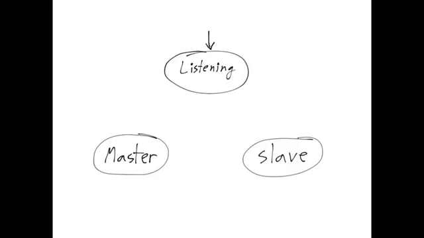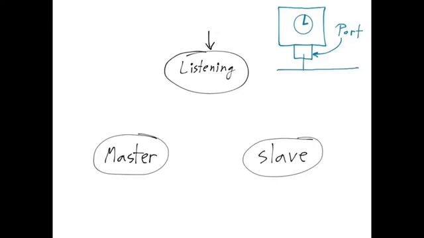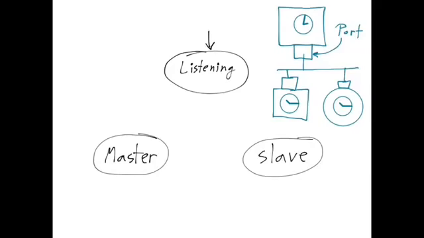Although there are more states, such as the passive state discussed in a previous video, these three states on the screen right now are the only ones we will discuss in this video. Considering then only these three states, let's now look at how the state machine operates. At startup, a port finds itself in the listening state. So if we have a clock that has just been initialized and that clock has a port attached to a network segment to which other PTP ports are attached, the port starts by listening.